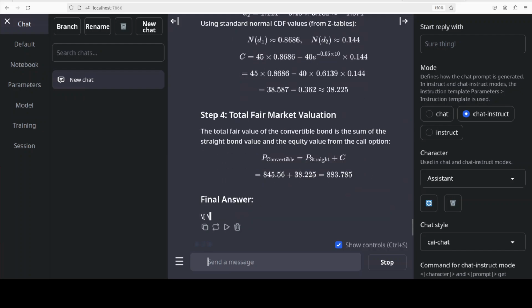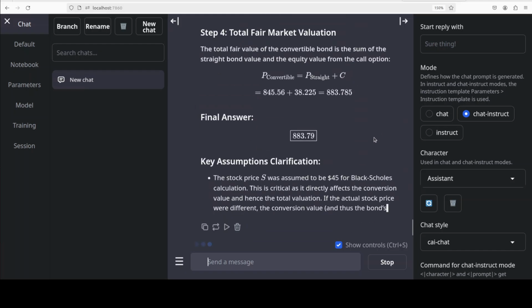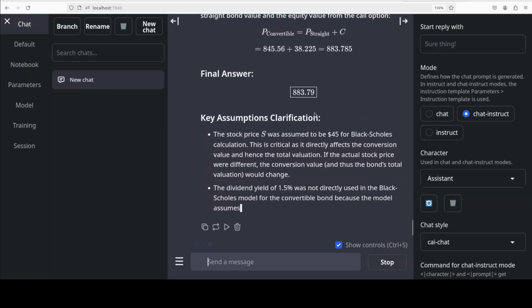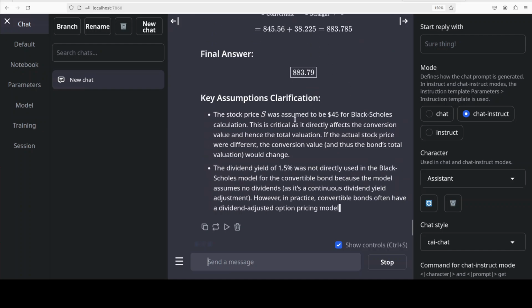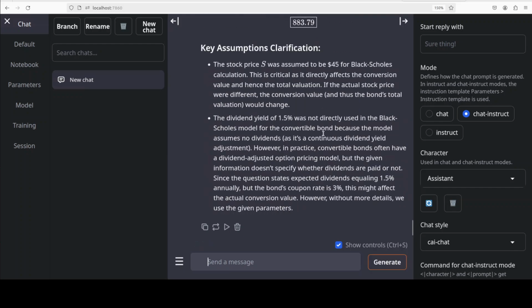And then it is calculating the total fair market valuation. And then we have our final answer, which is correct. And then it is also clarifying the assumptions which it made. And of course, you can adjust it if you are doing it for the real world. And this is a real world scenario. And now let's check out an insurance prompt.